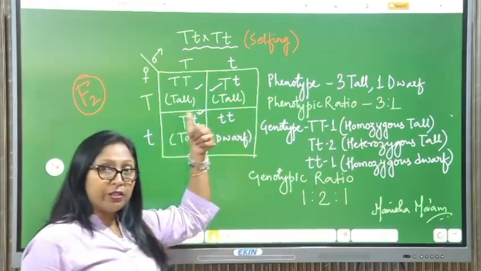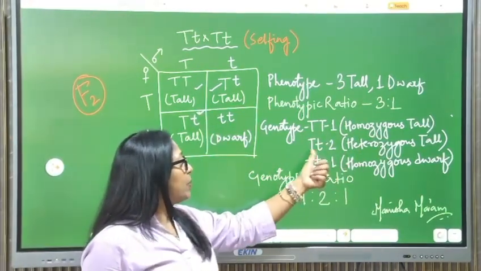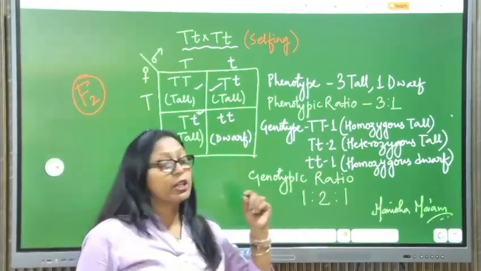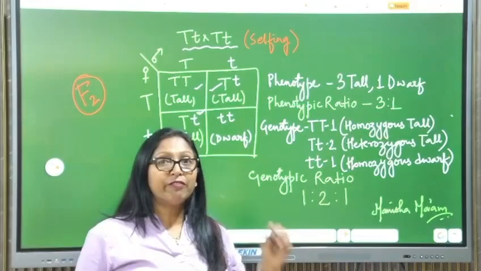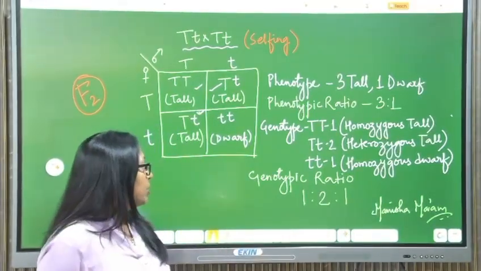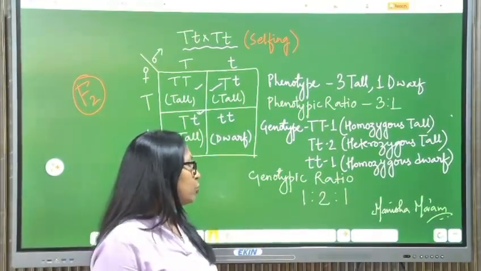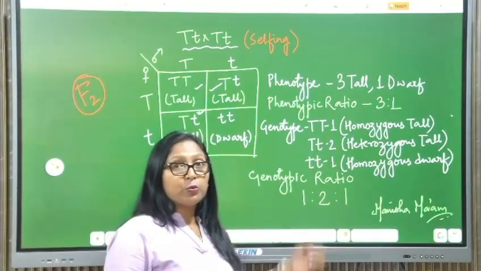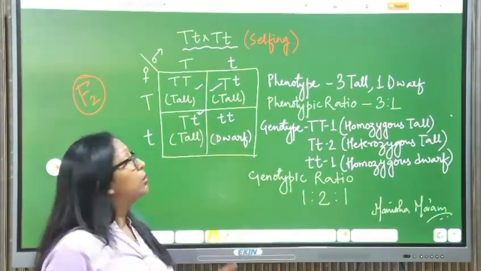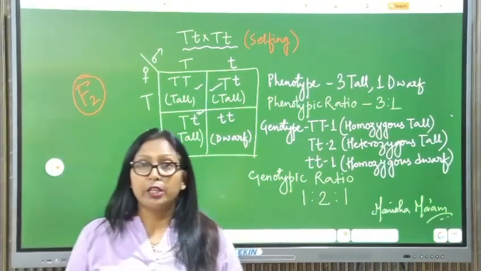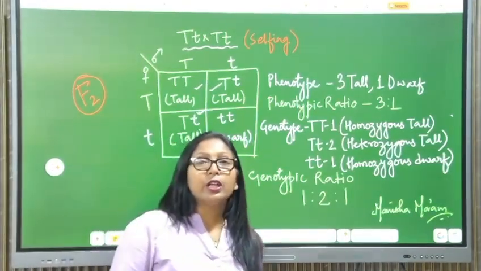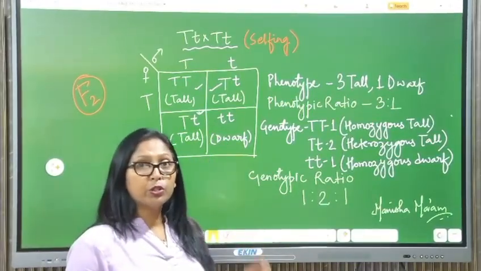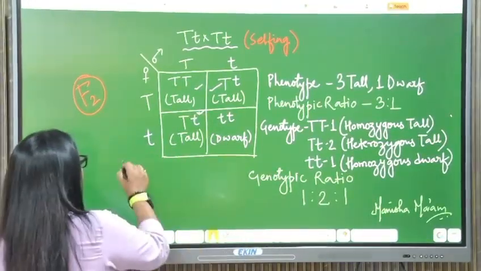Passing on to the genotype, as we can see from the Punnett square, capital T capital T is 25% homozygous tall, capital T small t is heterozygous tall 50%, and small t small t is 25% homozygous dwarf as the F2 generation offspring, and hence the genotypic ratio comes up to be 1:2:1 with this monohybrid cross.